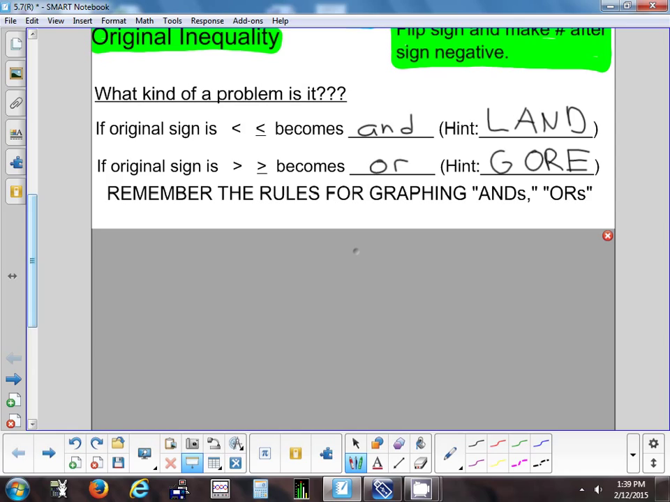Ors were greedy. What do we mean by greedy? We want to graph everything. Greedy was for ors. What about ands? Snobby, right? We only graph what, Elijah? Half of it? We only graph the overlap.